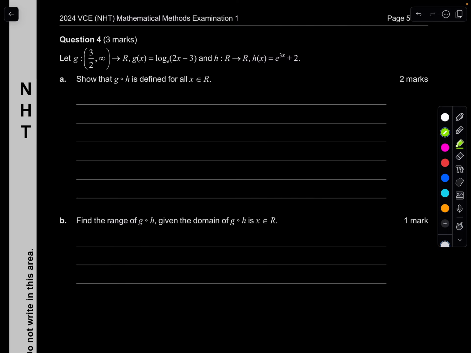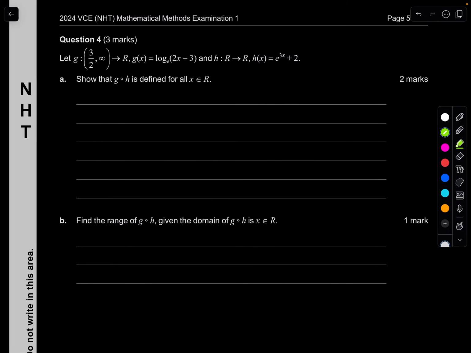So let's do question 4. Question 4: let g be this with that, so that's actually in its maximal domain, okay? And h of x is that, also in its maximal domain. Show that g of h is defined for all x, an element of all reals. Now, look, there are two ways to do it. Now, we're going to do the methods way, the actual methods way they probably teach you at school. So let's do that first.